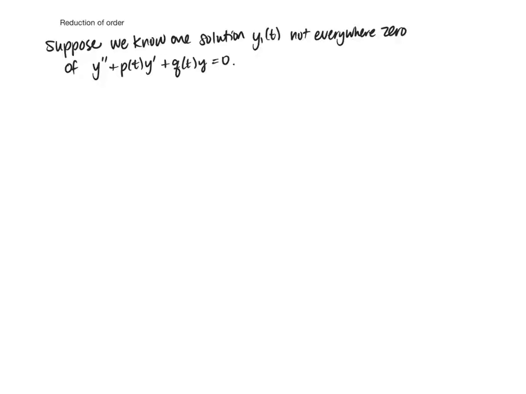So what does it mean for y1 to be a solution of this differential equation? Well, it means that if I took y1 and plugged it in for y, took its derivative twice and plugged in y1 double prime and y1 prime and y1, then I would get 0 for this differential equation. Okay, so we have one solution to this differential equation. What I'm interested in doing is finding a second solution.